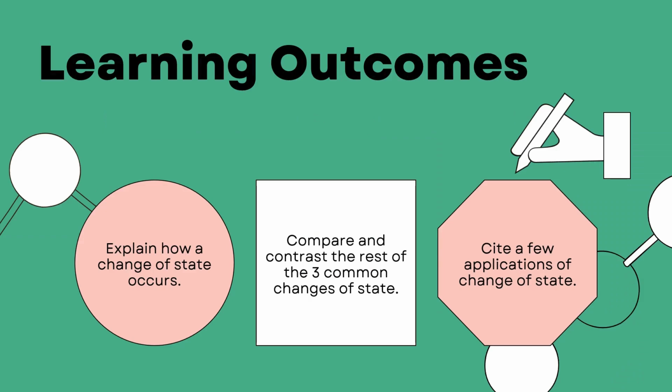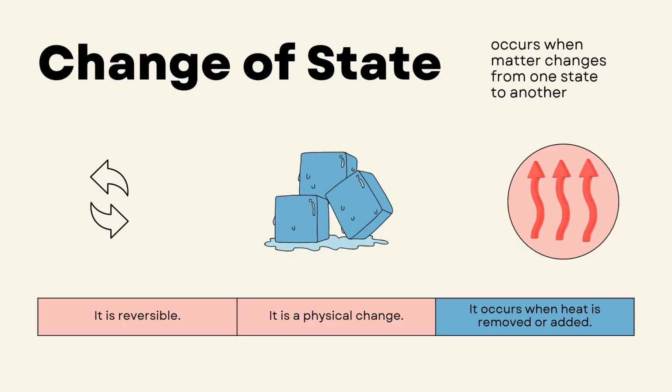Learning outcomes: you'll be able to explain how a change of state occurs. You'll be able to compare and contrast the rest of the three common changes of state, and you'll be able to cite a few applications of change of state.